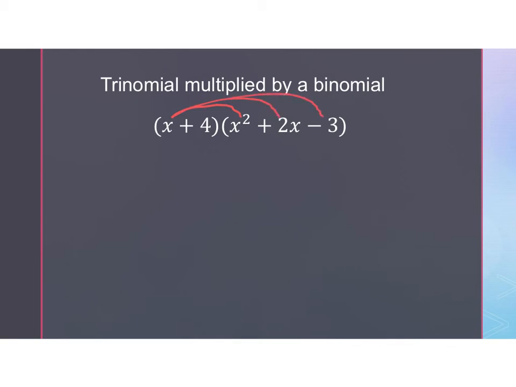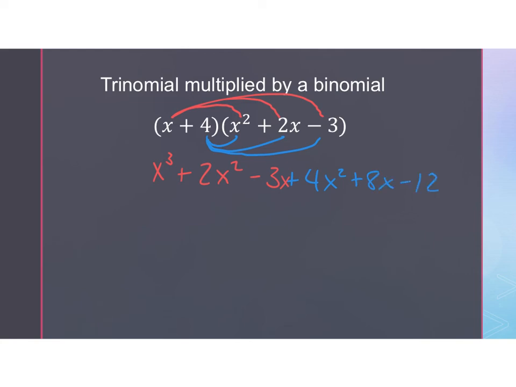So we're going to have x times x squared, which would be x cubed. x times 2x gives us 2x squared. Then x times negative 3 gives me negative 3x. Okay. Then we're going to go ahead and multiply that 4 to all 3 of them. So now we're going to have plus 4x squared plus 8x and then minus 12.